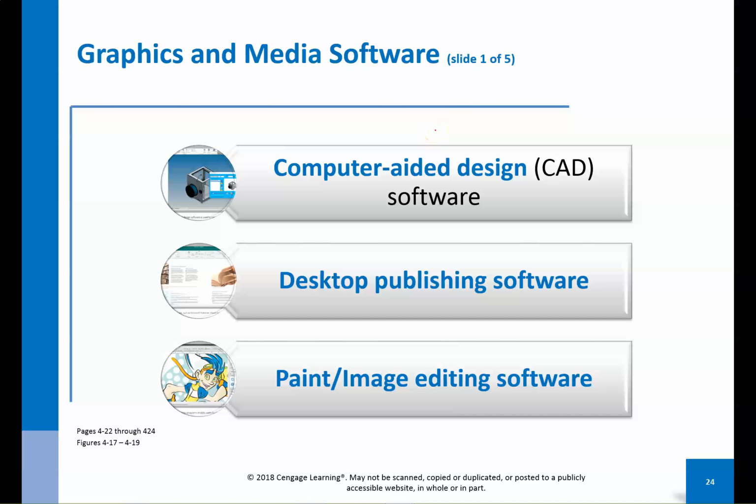Now let's begin with graphics and media software in this chapter. Remember last time we talked about productivity software. It basically helps us to do our work. Today we'll carry on learning the other type of software that we'll be introducing in chapter 4, graphics and media software. And then we'll take a look at some of the personal software, communication software, and system helping software.